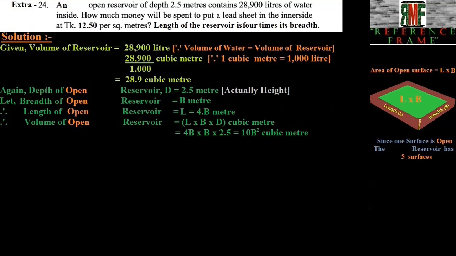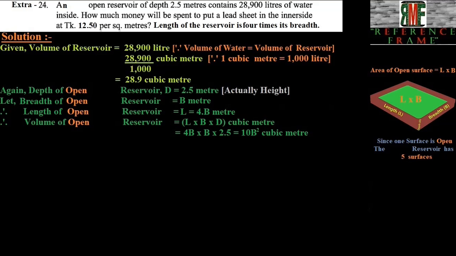Now, the depth of the open reservoir, D, is equal to 2.5 meter, which is actually the height, as you learned earlier. The breadth of the open reservoir is B meter. Look here, breadth and length are not the same. Therefore, the length of the open reservoir L is equal to 4 times B. Look at the question: the length of the reservoir is 4 times its breadth. That is why L is 4B. Therefore, the volume of the open reservoir is length into breadth into depth. So, L is 4B, so 4B into B into 2.5, finally we get 10B square cubic meter.